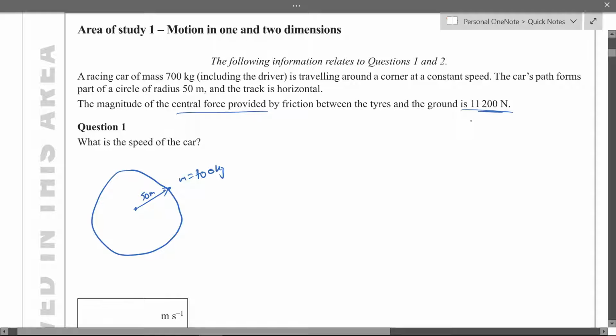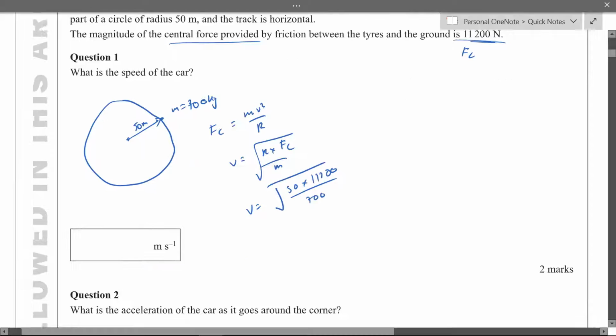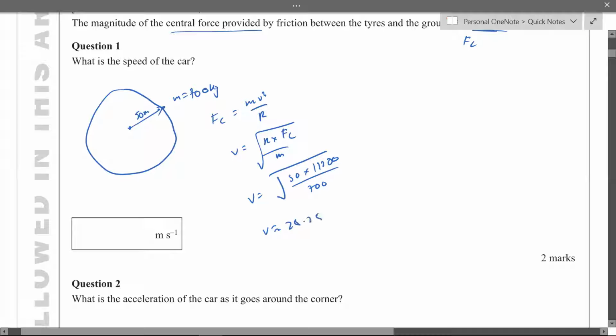So that's insinuated, that's your FC. So FC equals mv squared on r, and you can just solve for v, the square root of r times FC divided by m. So 50 times 11200 divided by 700, and v is... oh, sorry, this is what you get in your CAS, but for significant figures I'll always do around 3.